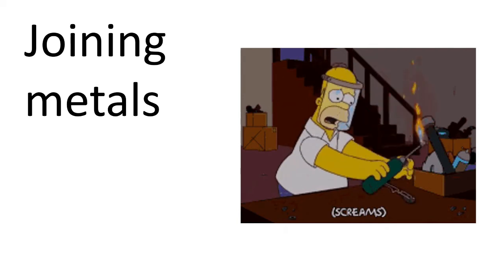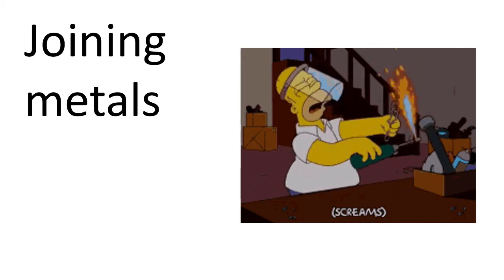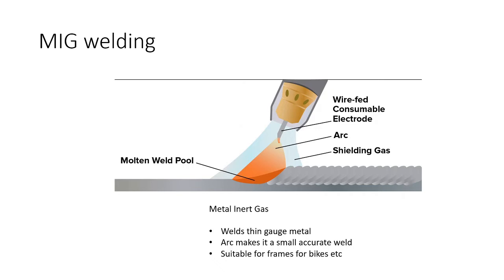So now we're going to have a look at joining metals. You've got MIG welding, which is the one we've got in college. Basically, you've got your welding torch, and inside that torch you've got a wire that is fed from the unit itself through the torch, and that has a spark with the metal, and that will make a very thin gauge weld along there.